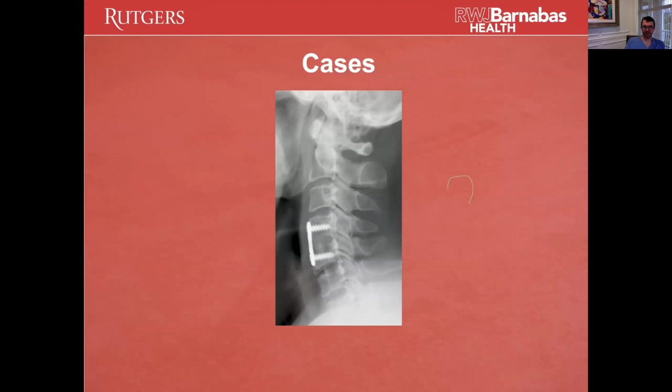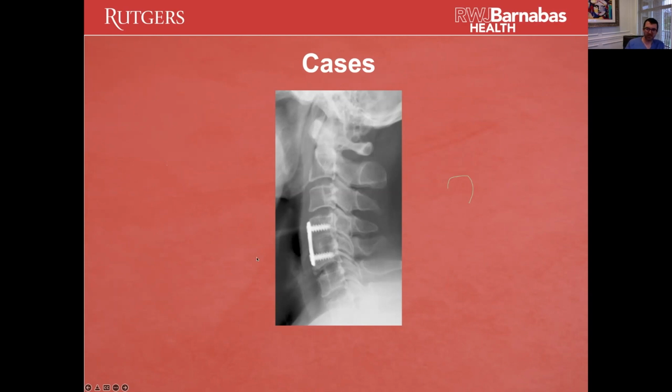This is what the surgery looks like. So we're looking at a lateral X-ray where we have screws going into the vertebral body above and below. The disc came out, and there's always some sort of material that goes in here to facilitate a fusion across the vertebral bodies. And then there is a plate, which is analogous to a rod, that connects these screws to create stability and a fusion across the level.